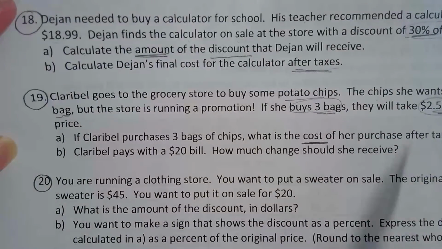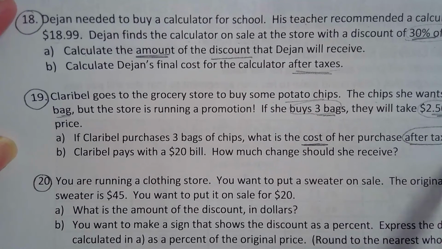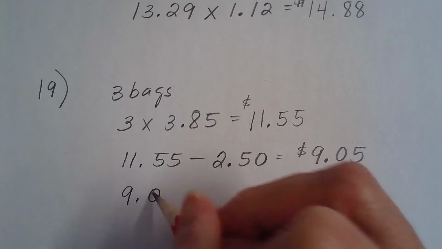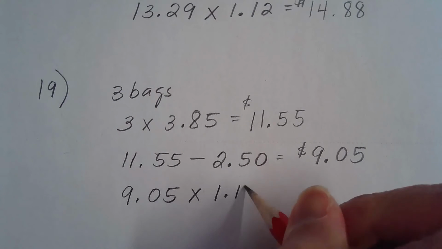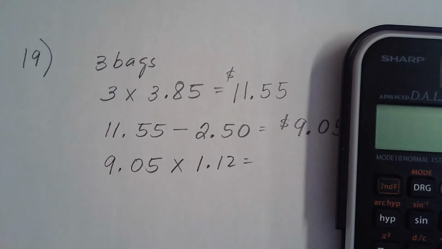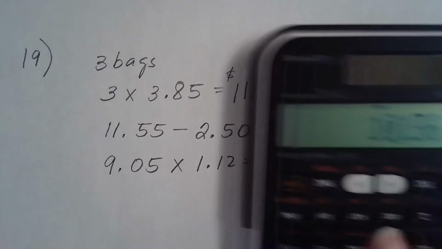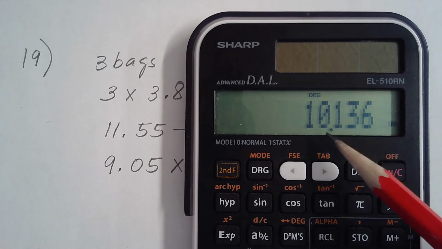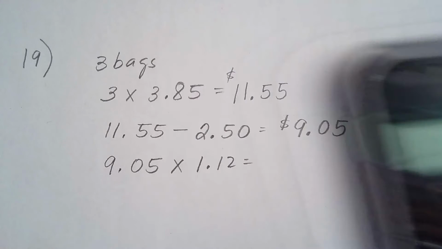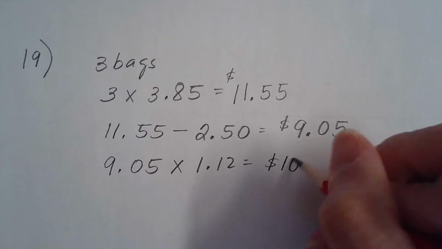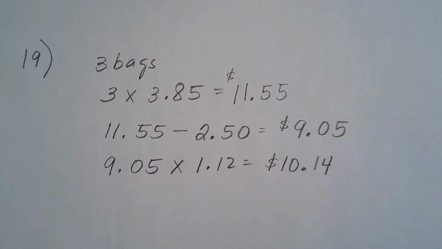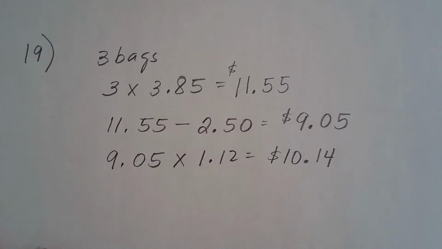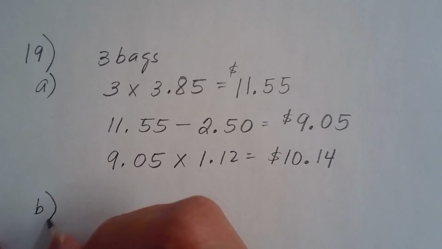So if it's gonna cost $9.05, what does the question say here? What is the cost after taxes? So after taxes, 9.05 times 1.12, 12%. Rounding it up to 2 decimal places, it's $10.14. Okay? That's 19A. Let's take a look at 19B.